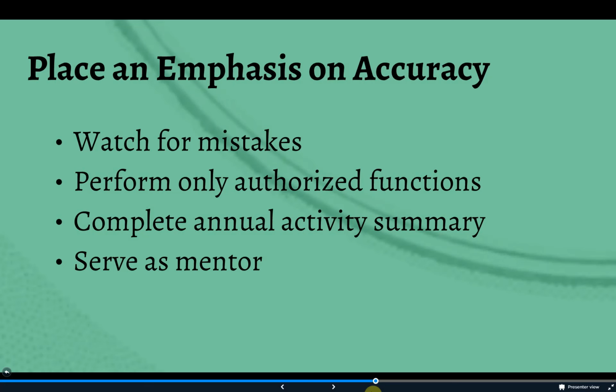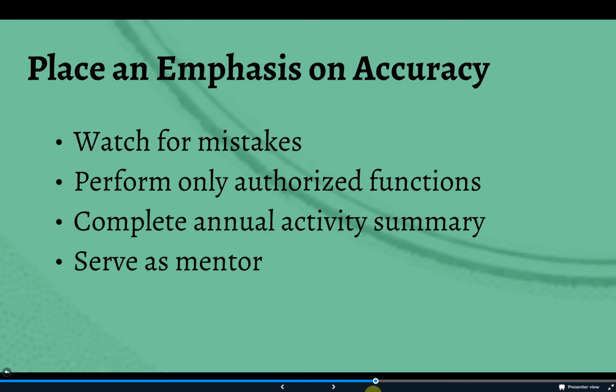If for any reason you cannot perform your authorized functions, make sure to notify the appropriate ODA administrator, and complete an annual activity summary to show the work accomplished as a unit member every year. If needed, we also want you to help develop new unit members by serving as a mentor or on an evaluation panel as part of the selection process.